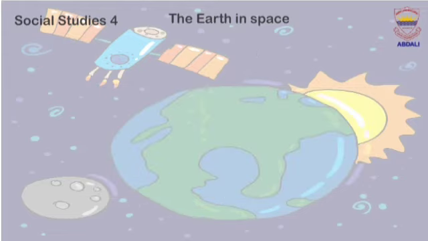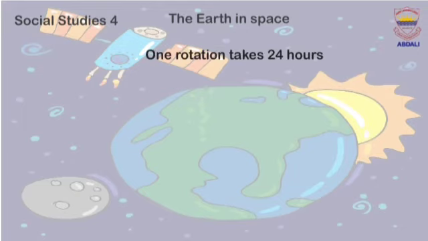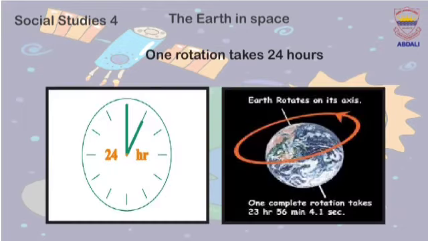One rotation takes 24 hours. Yes, this is true. The one complete rotation of the earth takes 24 hours or a complete day. Our earth rotates on its axis. One complete rotation takes 23 hours, 56 minutes and 4.1 seconds.